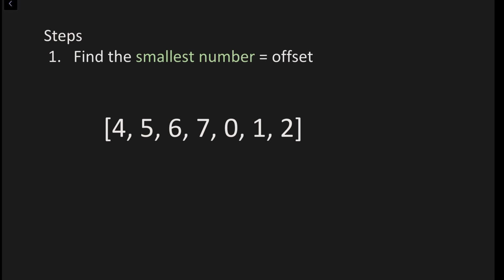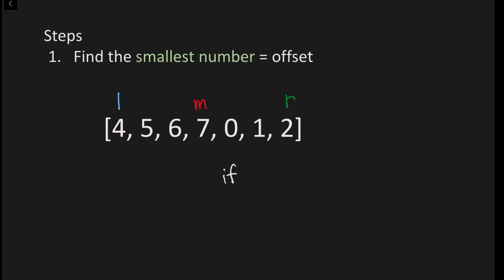So the first thing we're going to do is find the smallest number to find how many times it was rotated, or find the offset. To do that, we're going to use a binary search. We're going to have a left pointer starting from 0 and the right pointer starting from the end of the array. We're going to check the middle point.